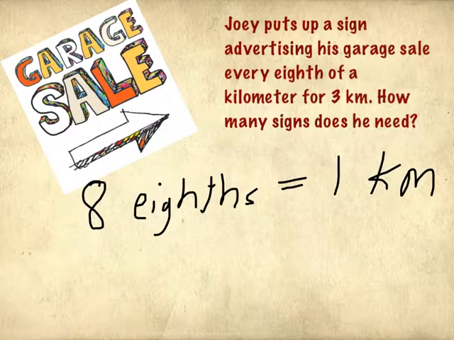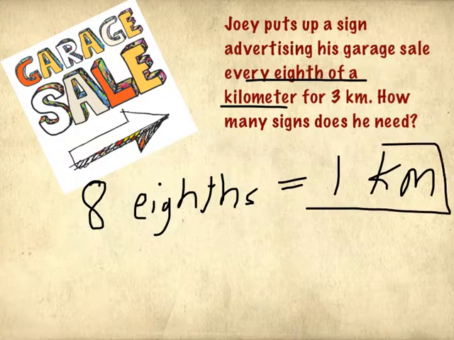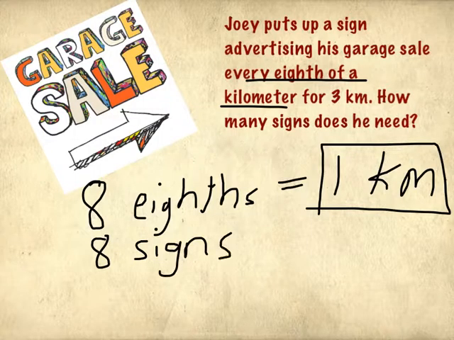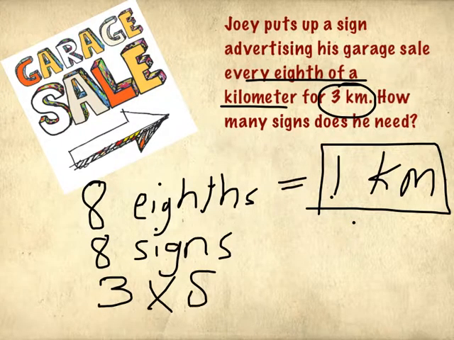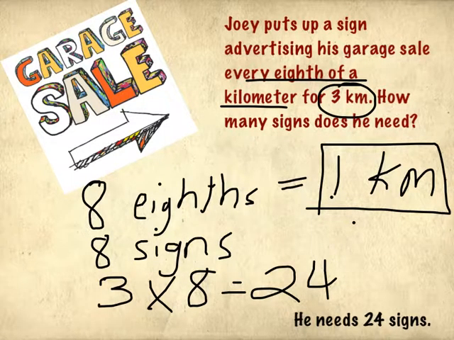That means if he put a sign every 1/8 of a kilometer, for every 1 kilometer he put up 8 signs. So how many signs does he need? Well, 1 kilometer gets 8 signs, so 3 kilometers is going to get 3 times 8, 24 signs. And there's my answer. He needs 24 signs. So really, we're not looking at anything that's all that complicated. We are just figuring out how many pieces are in each whole.